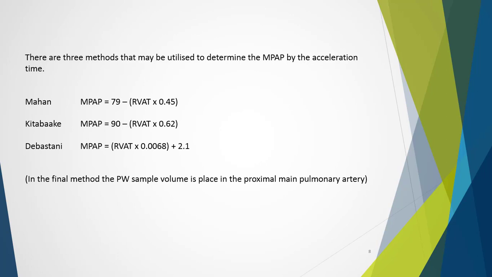There are three methods that may be utilized for determining mean pulmonary artery pressure by the acceleration time method. There's the Mahan, the Kitabatake, and the Bastian. In the final method, the pulse wave sample volume is placed in the proximal main pulmonary artery rather than the right ventricular outflow tract. It is therefore important to mention which method is actually employed when quoting the mean pulmonary artery pressure, whether it be from those mentioned here or the maximum pulmonary regurgitant velocity.